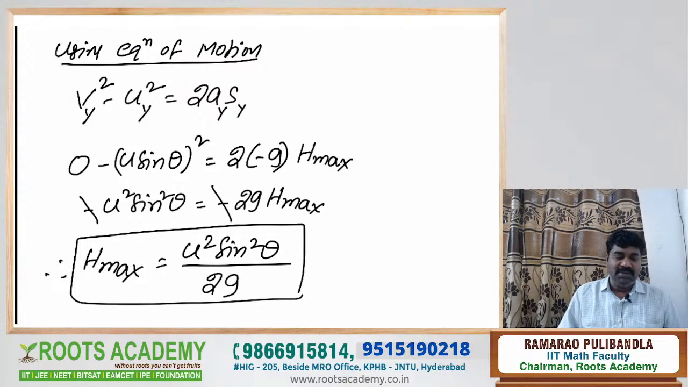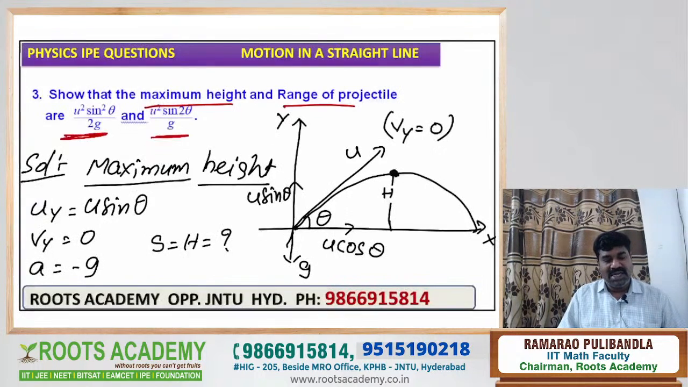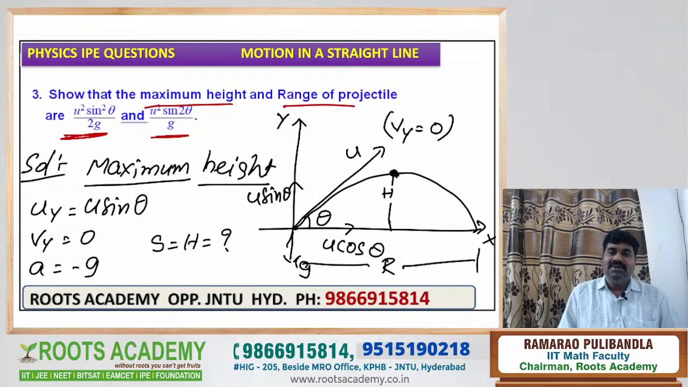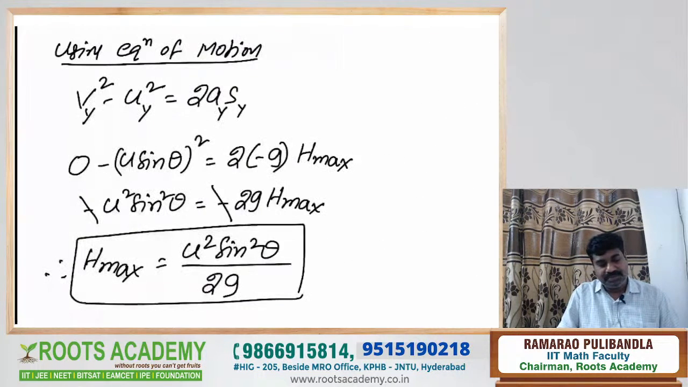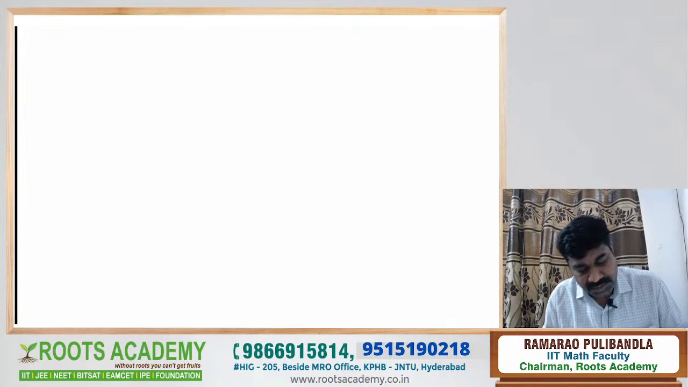Now we go for the formula for the range. Maximum height is the height at which the vertical component of velocity equals 0. Here range is nothing but the maximum horizontal distance traveled. Next we go for the range.